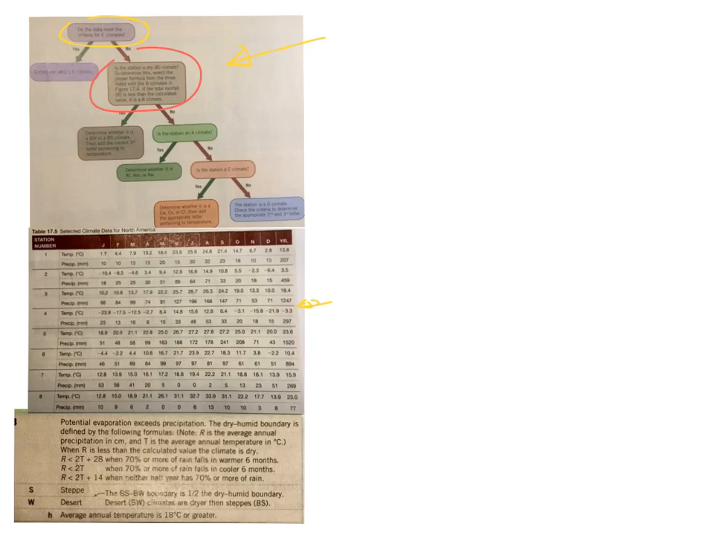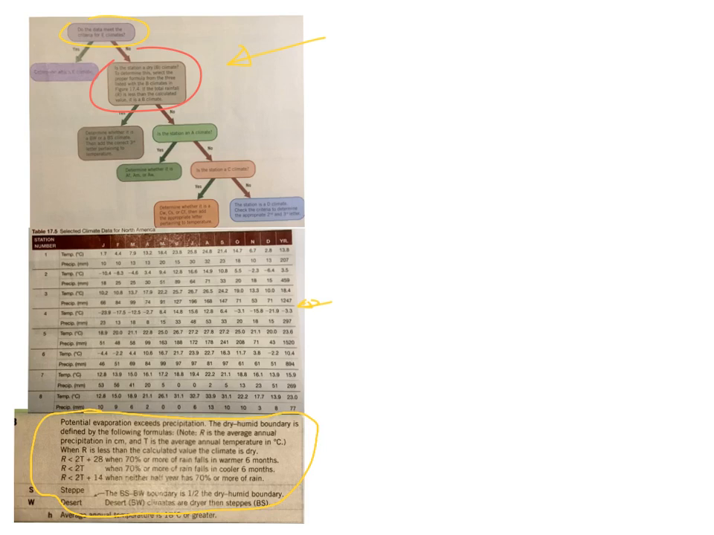For that, it reads, is the station a B climate? To determine this, select the proper formula from the 3 listed with the B climates on figure 17.4. And 17.4, that is what is down here. Okay, so now let's consider the formulas in here. R is the average annual precipitation in centimeters, and T is the average annual temperature in Celsius. When R is less than the calculated value, then the climate is dry. And then we have 3 options there.